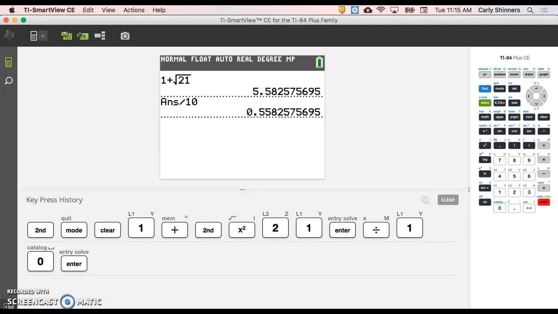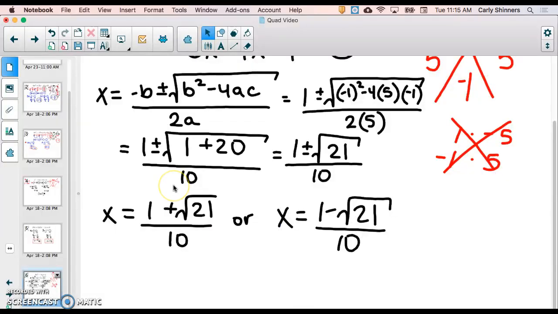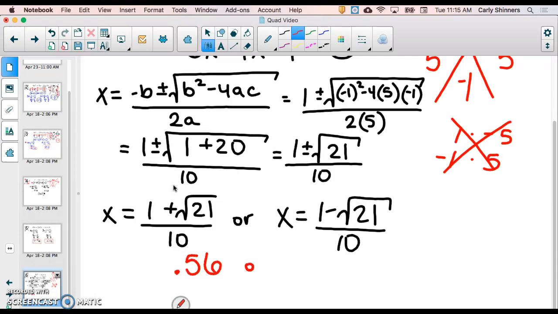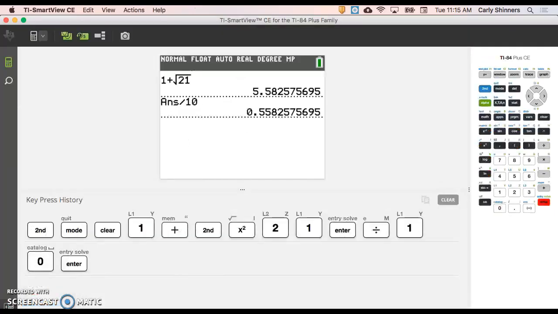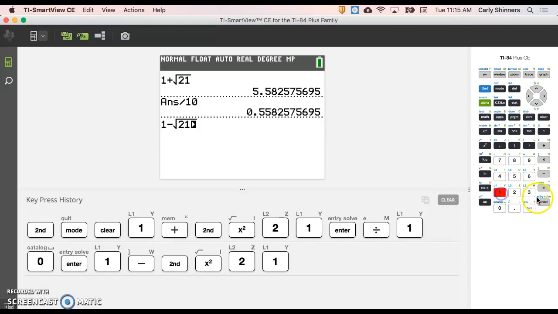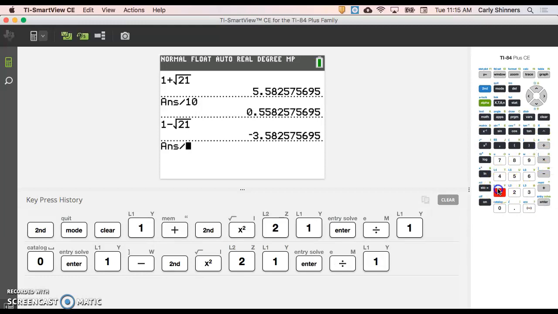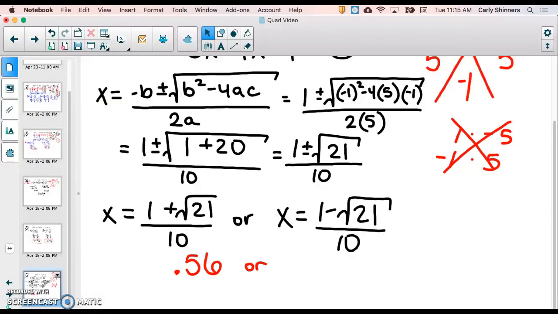So my first answer is about 0.56. That's my rounded answer, 0.56. And now let's figure out what my other answer is. So I'm just going to do 1 minus root 21 divided by 10. And I get negative 0.36.